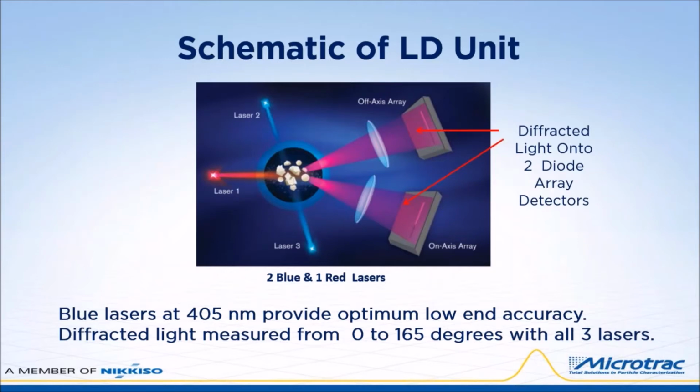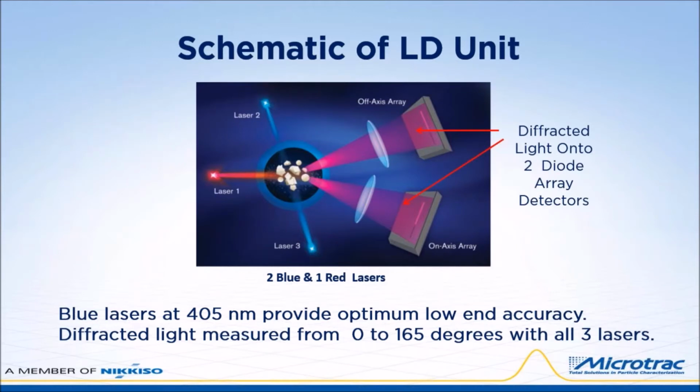To quickly review the principles of laser diffraction technology, smaller particles scatter coherent light at wider angles than do larger particles. The scattered light is collected by Fourier lenses in this 3-laser model and is focused on different arrays of diode detectors, which measure the intensity of scatter at all angles from 0 to 165 degrees. The scattered light distribution is then mathematically deconvolved to calculate the particle size distribution.